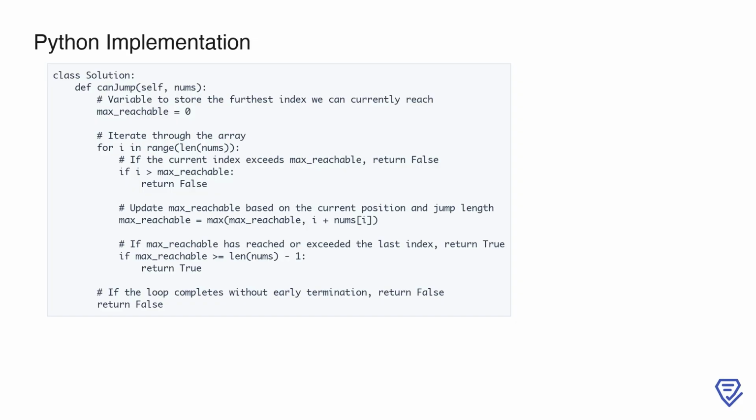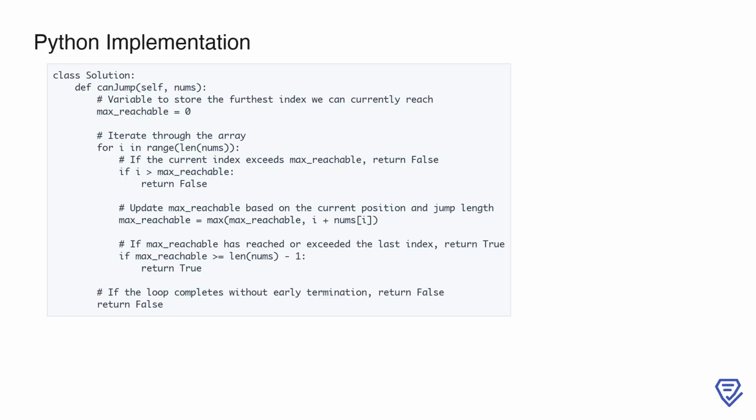Complexity analysis. Time complexity. The function runs in O(n) time, where n is the length of the input list nums. This is because it processes each index exactly once. Space complexity. The function uses O(1) additional space, as it only maintains a single integer variable, max_reachable. Edge cases. If nums has only one element, the function immediately returns true since the starting position is already the last index. If all elements in nums are 0 except the first, it checks whether the first index can directly reach the last. This approach is efficient and handles all cases effectively, making it suitable for competitive programming and production use cases.